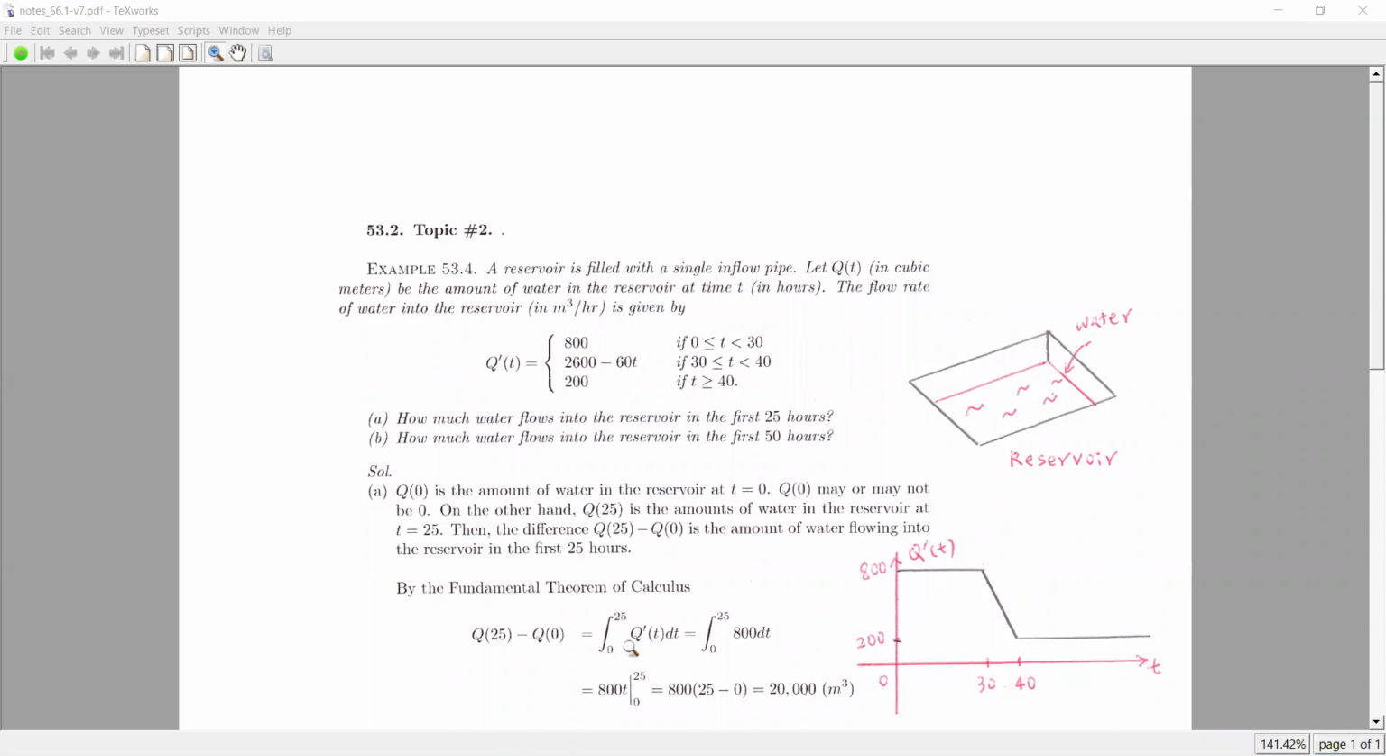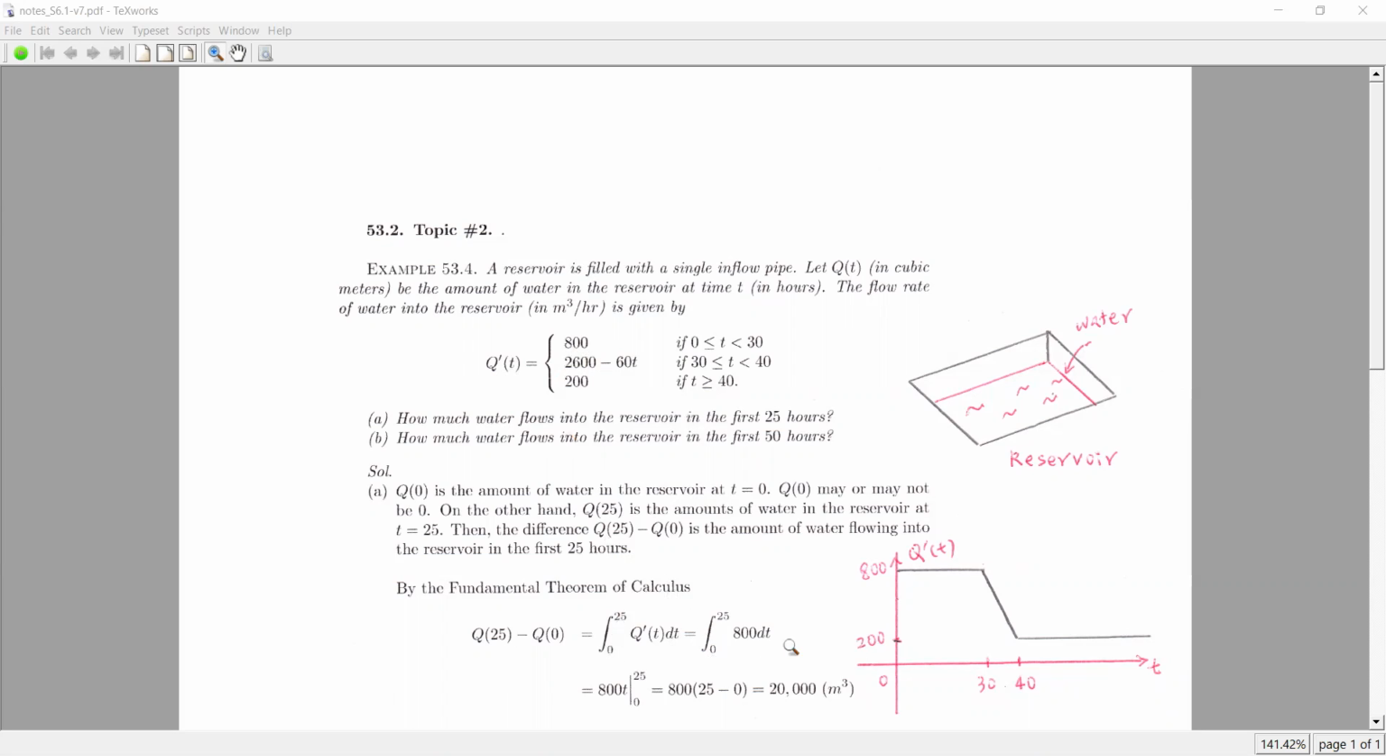One antiderivative of this function is Q of t, because if we take the derivative of Q of t, then we have this function. So, by the fundamental theorem of calculus, this integral is equal to this difference. On the other hand, when time t is between 0 and 25, the derivative of Q is 800. So we have this equation.